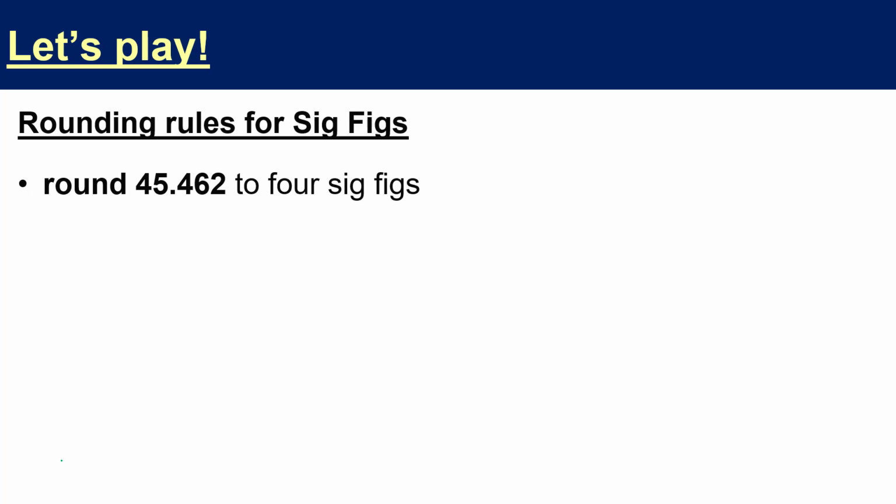Let's say you get a number like 45.462, and we want to round that to 4 significant figures. Well, first thing we got to do is say how many significant figures overall in this number. And from the earlier part of this lesson, you know that there are 5 significant figures that we are looking at. So the key to round it to 4 is to find the 4th significant figure. Here's the 1st, 2nd, 3rd, and 4th.